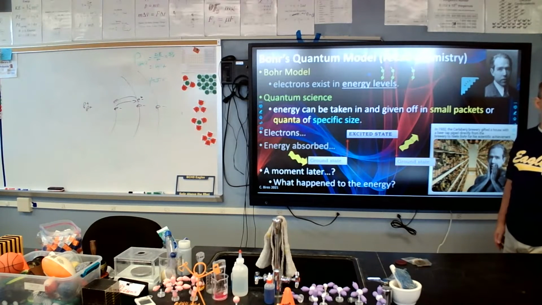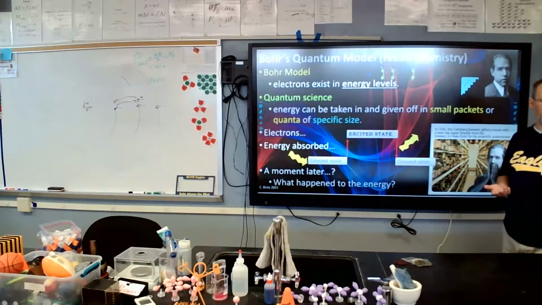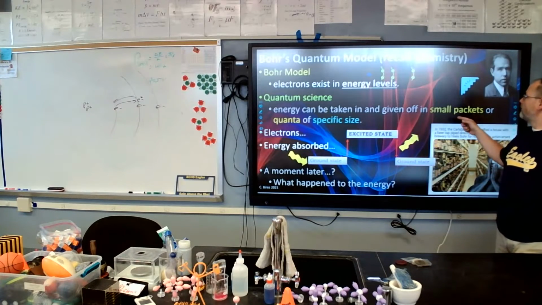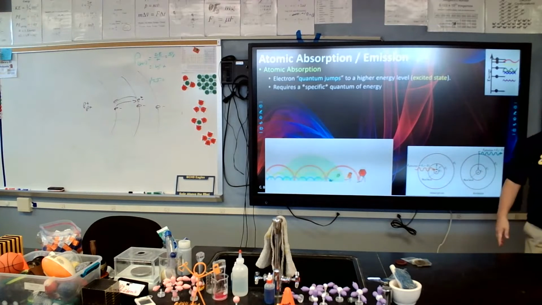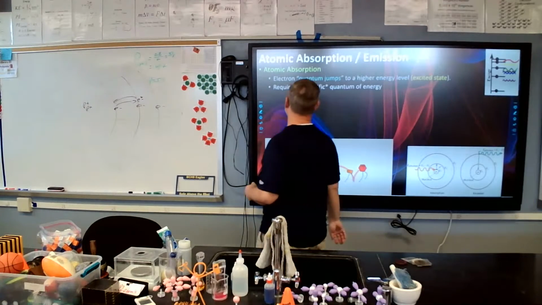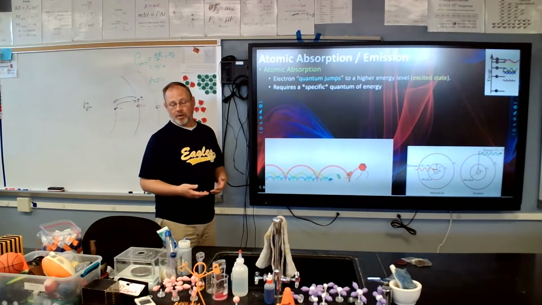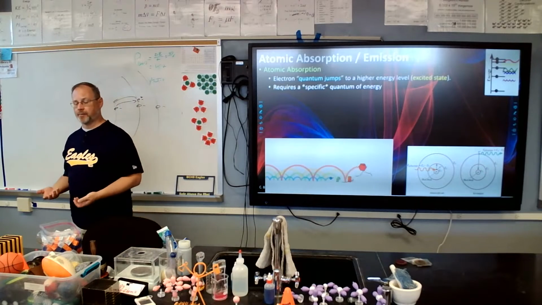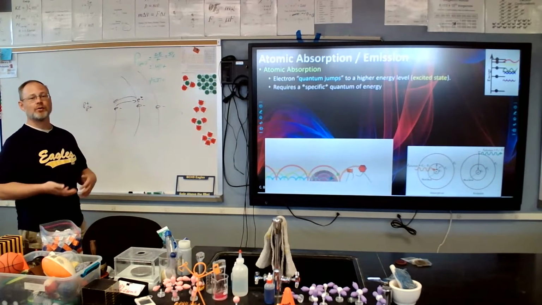Okay, so that's the quantum model. And the reason this is important, not only because this is how light gets created, I want you to kind of stew about it, because we're going to use this idea in the next idea where we're talking about the photoelectric effect and how electrons can get kicked out. So atomic absorption is what we call it when light goes into an atom and gets absorbed into the atom.